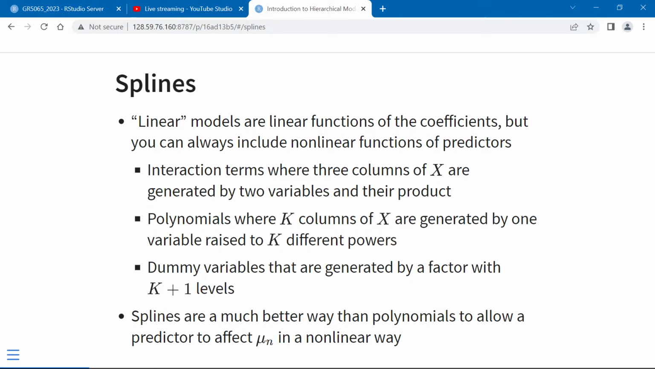And that's what happens with splines, which are a much better way than polynomials to allow some predictor to have some nonlinear relationship to mu, even in a linear model. But also it can be done in a GLM where it's a nonlinear relationship to eta.